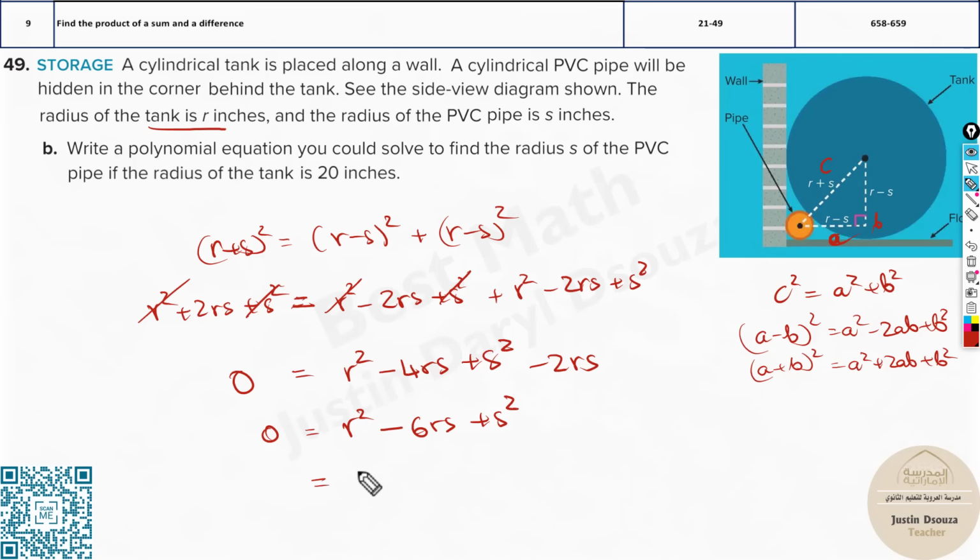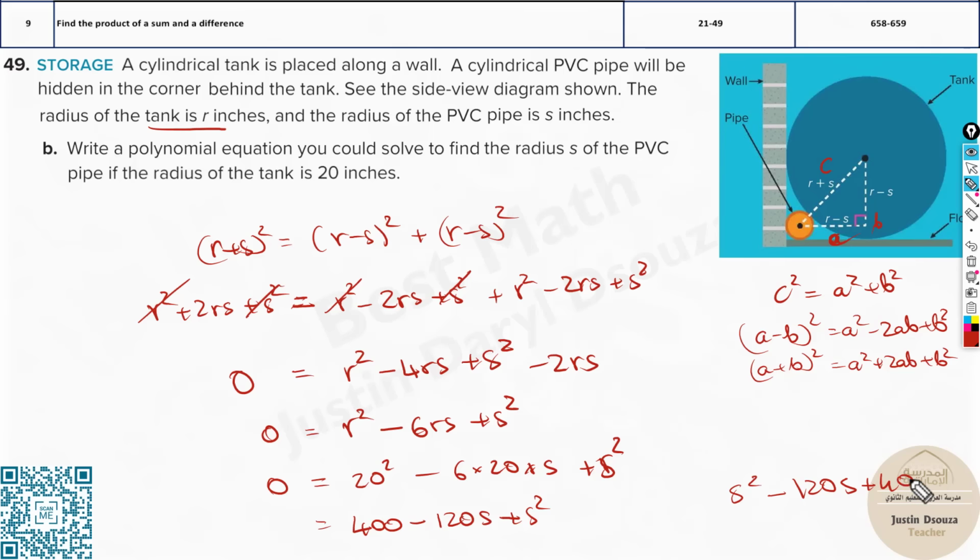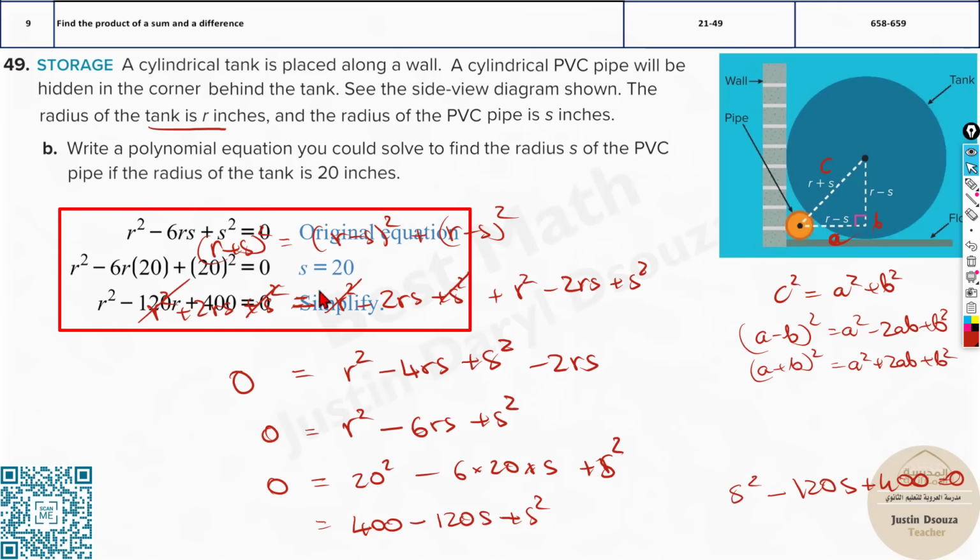So here you just substitute this r to be 20: 20 squared minus 6 times 20 times s plus s squared. Now this is equal to 20 squared is 400, minus 6 times 20 is minus 120s, plus s squared. That is the answer. It can be written as s squared minus 120s plus 400 equal to 0. Just substituting 20 over here, and that's the answer.